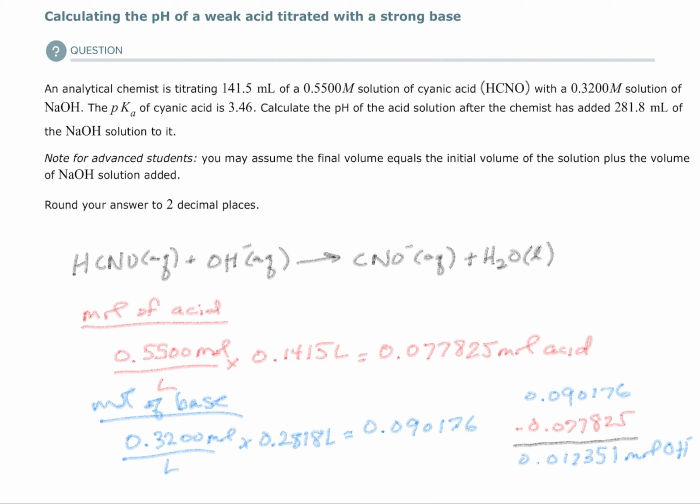So I wrote out the balanced equation. And in this case, it was a 1-to-1 relationship. I love it. Since it's a 1 acid to 1 base relationship, for every mole of hydroxide that is neutralizing the acid, I've got one mole of the cyanic acid to neutralize. Okay, so I simply took the amounts and divided them out.